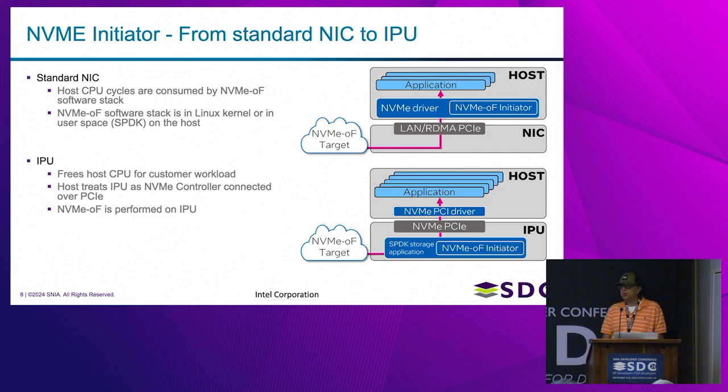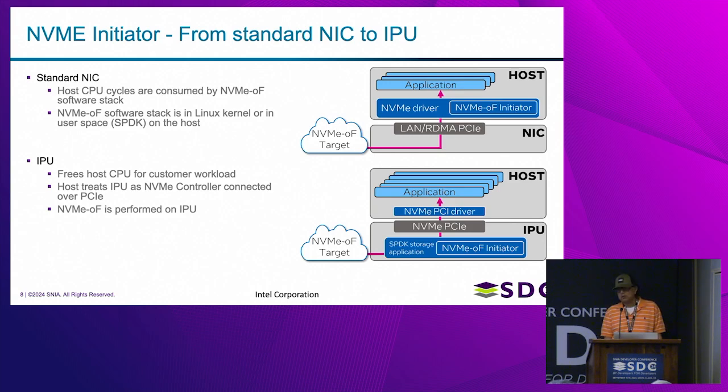Let's look at how the IPU changes the picture of the NVMe Initiator from a standard NIC to an IPU. You're all familiar with NVMe over Fabric. It is a protocol through which hosts connect to remote storage across a networking fabric. In a standard NIC, host CPU cycles are consumed by the operations in the NVMe over Fabric software stack, which is either in the Linux kernel or in user space running on the host.